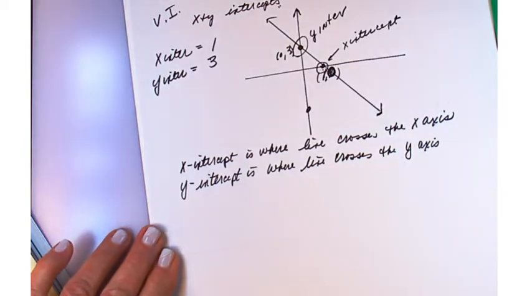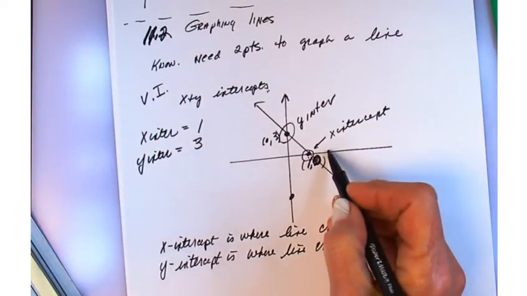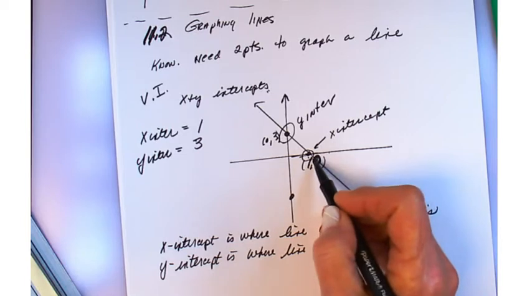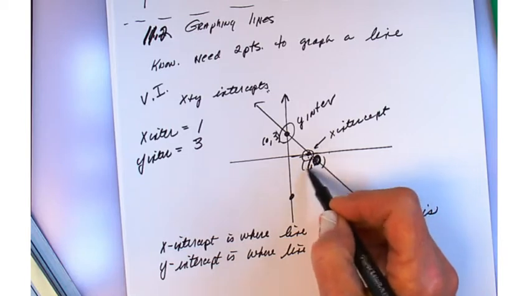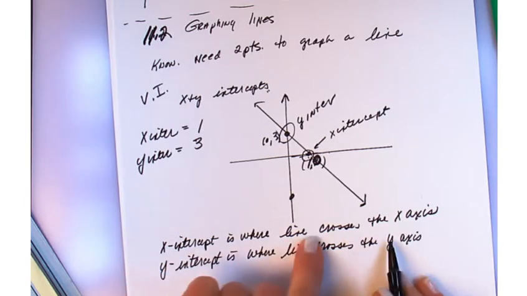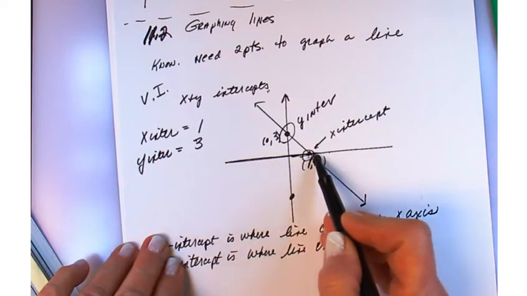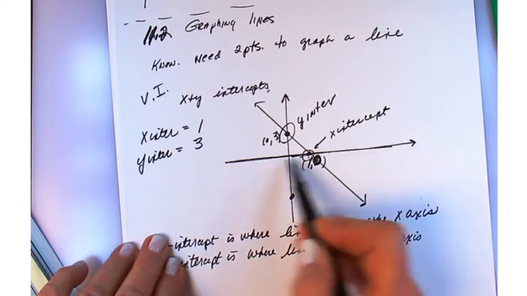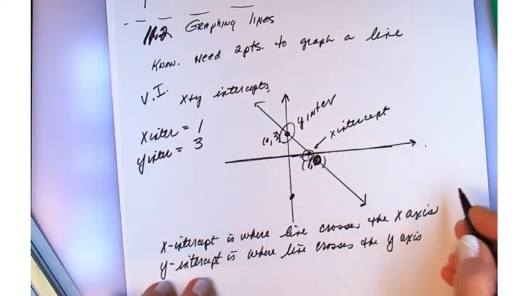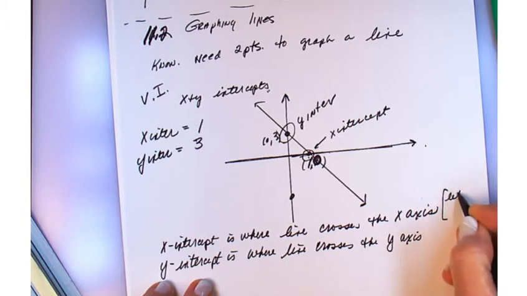So let's look at this. At the x-intercept right here, look to see what y equals. For the x-intercept, where the line crosses the x-axis, what is the y value all along this line here? No matter where it is, it's always 0. So I would put here, let y equal 0, and that would let you find the x-intercepts.